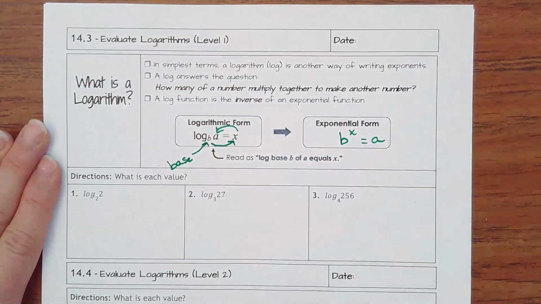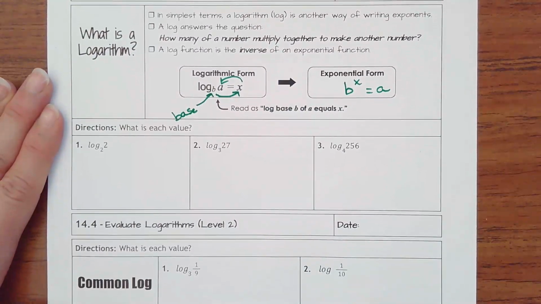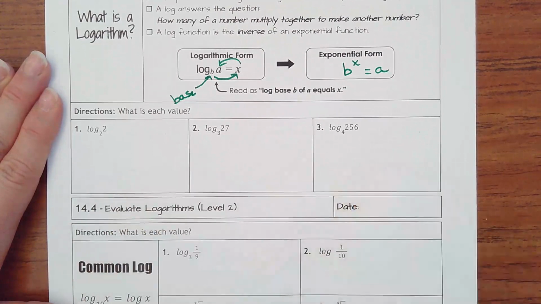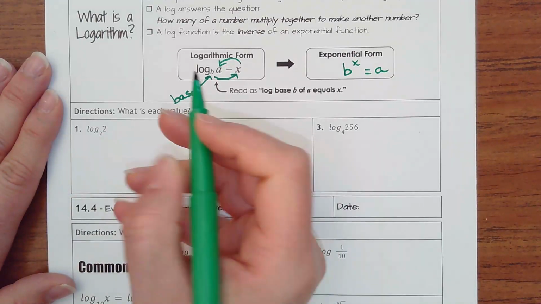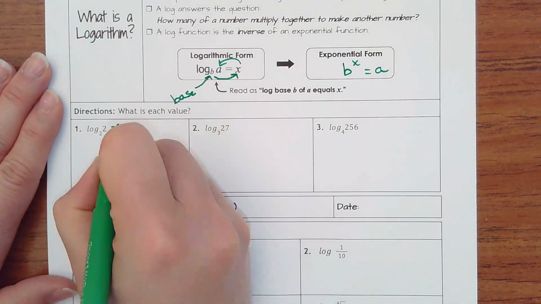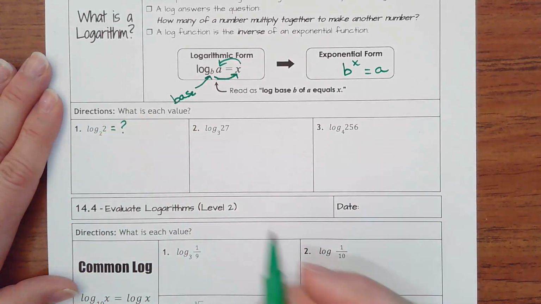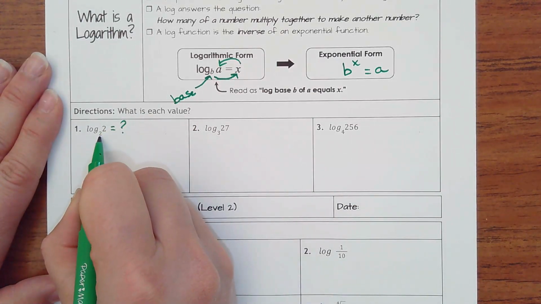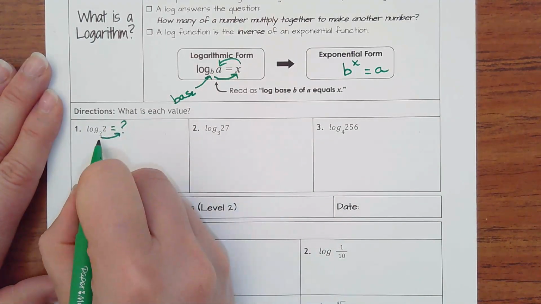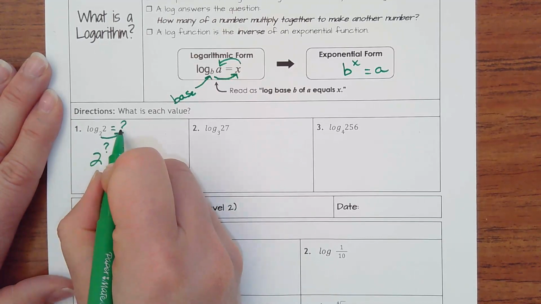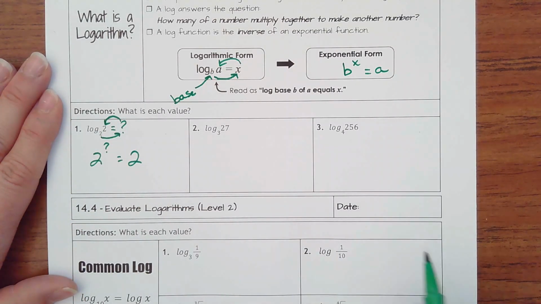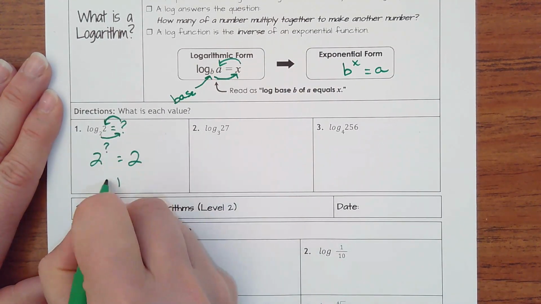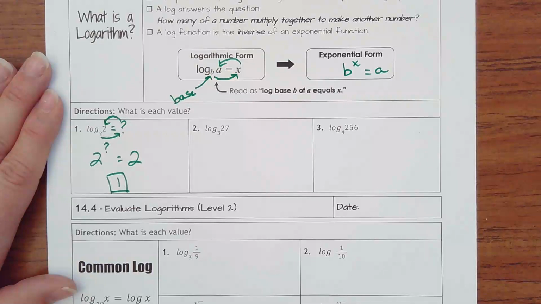Okay, so let's try a couple that are going to be easy once you know what this notation means. It says, what is each value? So if this is log base 2 of 2, it doesn't have anything equal, but put equals question mark. So then if I wanted to answer this question mark, I would say the base of my exponent is 2, raised to what power makes 2? Well, it would have to be 2 to the first power. So our answer is 1.